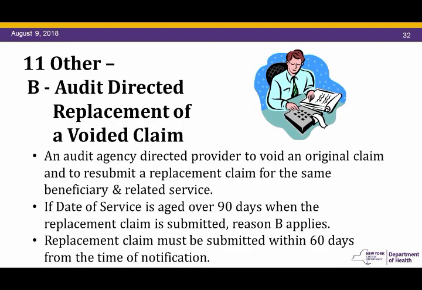11B, audit-directed replacement of a voided claim. An audit agency directed the provider to void an original claim and to resubmit a replacement claim for the same beneficiary and related service. If the date of service is aged over 90 days when the replacement claim is submitted, reason B applies. The replacement claim must be submitted within 60 days from the time of notification.